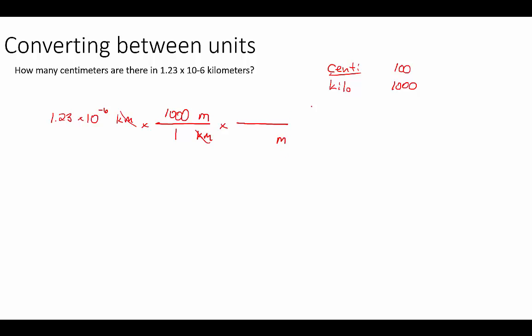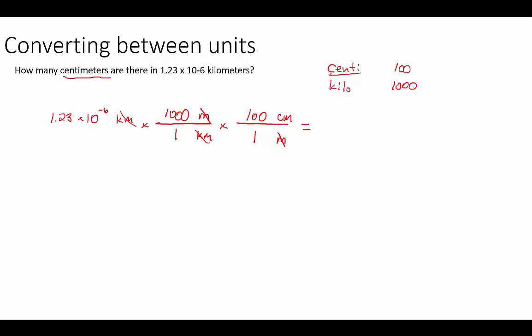And then I'm going to be able to go straight from meters into centimeters because there's 100 centimeters in a meter. So I'll have centimeters on top. So I know that 1 meter has 100 centimeters. The meters cancel, and I'm left with centimeters, which is what I want. How many centimeters? So now I can just do the multiplication and division.